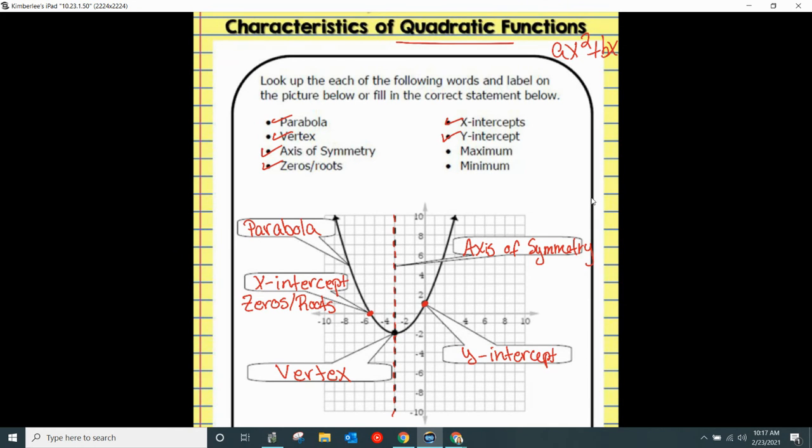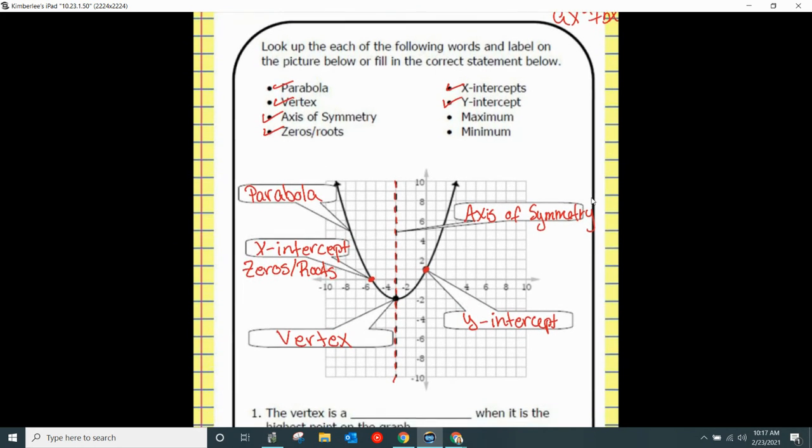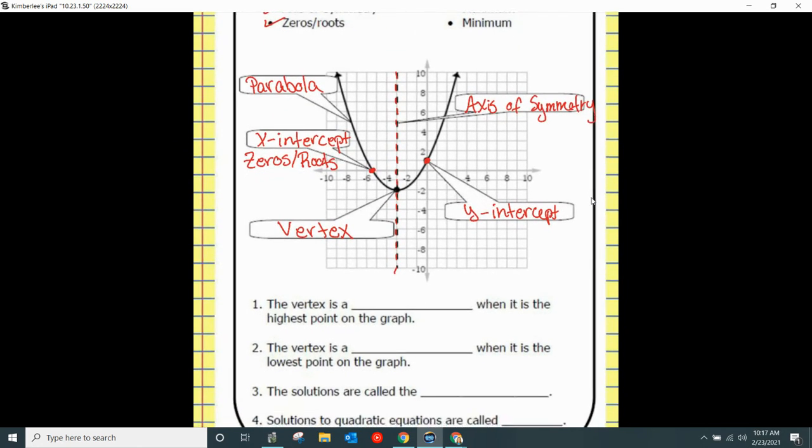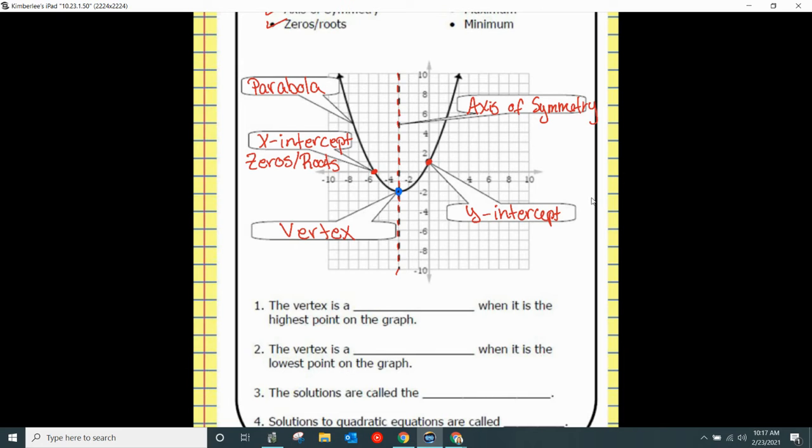So we're going to use maximum and minimum down here at the bottom. So the vertex, we're talking about this point down here. The vertex is called a maximum when it's the highest point. But for this one, the vertex is not the highest point. Notice it's the lowest point on this U-shaped graph here. So when it's the lowest point, we call it a minimum.